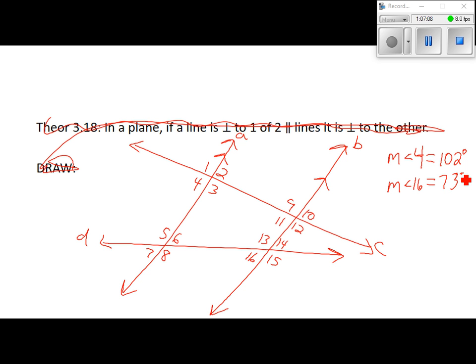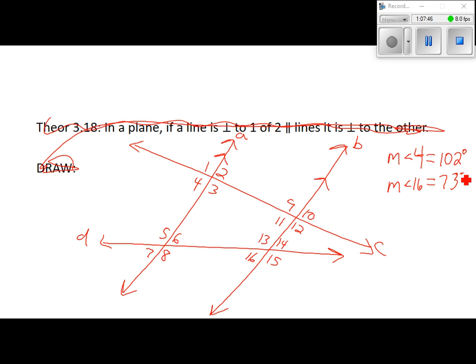Yeah. Alright, so on this. Angle 1. What was angle 1? 78. Everybody agree with that? Yes. Angle 2. 102. Angle 3. 78. Angle 4 we already know. Angle 5. 107. Everybody agree with that? Yeah. Angle 6. 73. Angle 7. 73. Everybody agree with that?